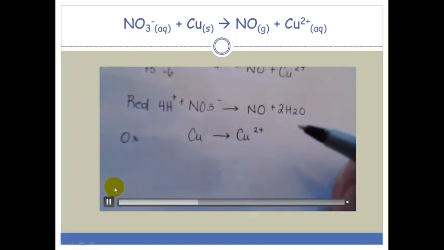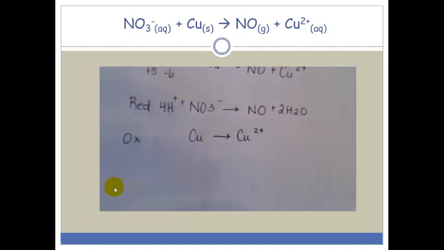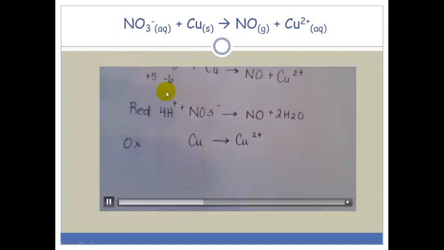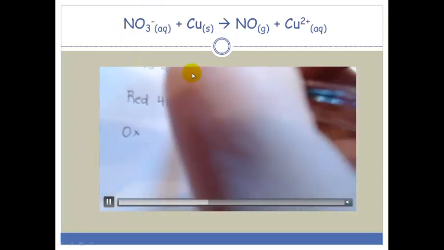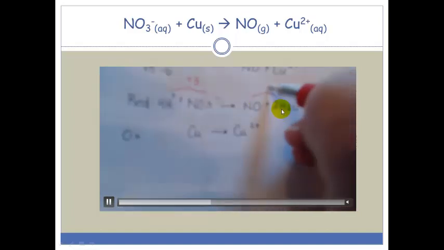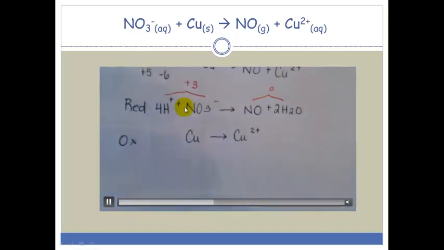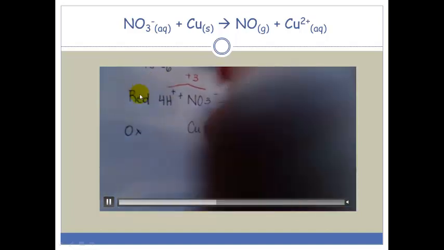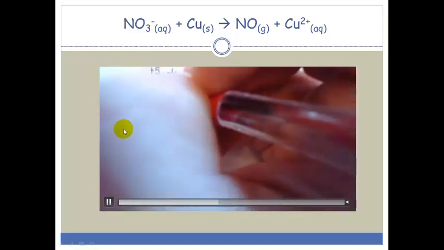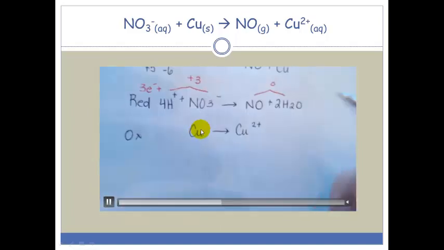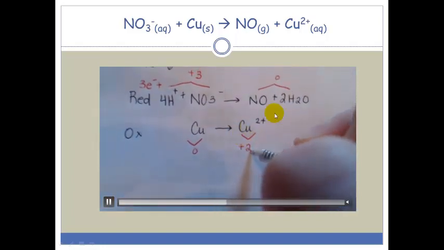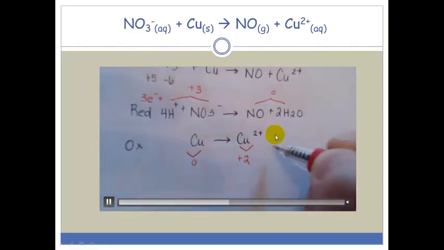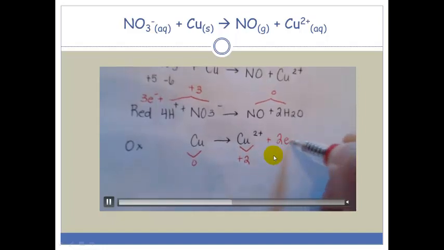The next step is to balance the charge by adding electrons. To do this, we add up everything on the left, so 4 positives and a negative gives us a +3, and there's no charge here. So we know that we need to add 3 electrons to the left-hand side. And here we have a charge of 0 and a charge of +2. So we know we need to add 2 electrons to the right-hand side.